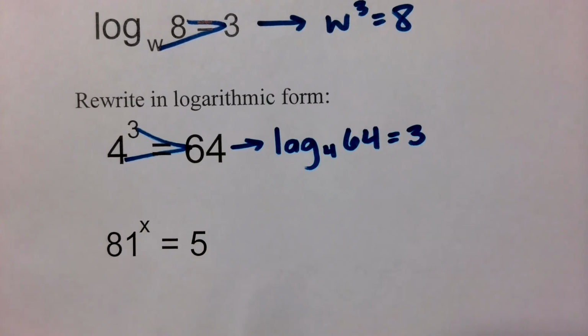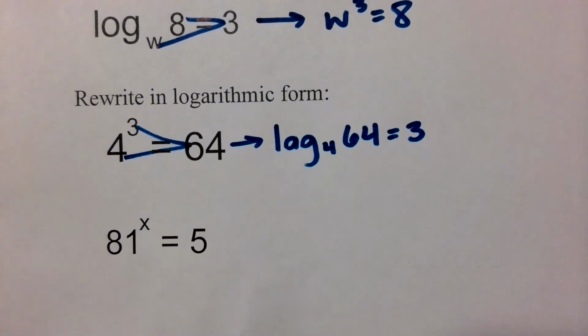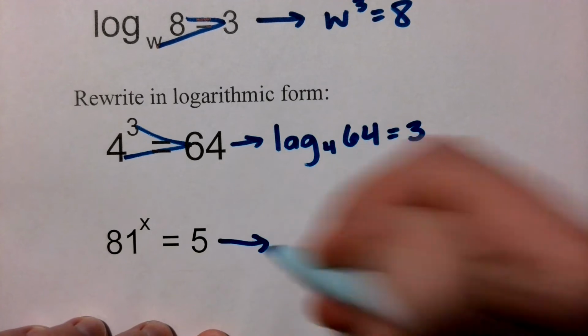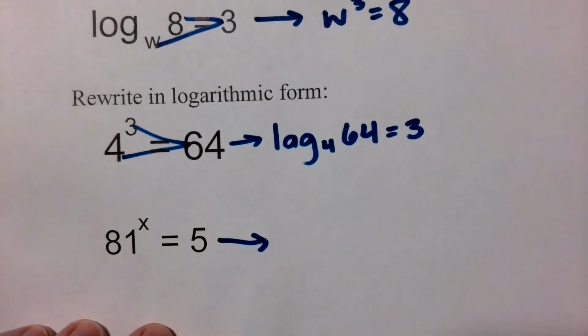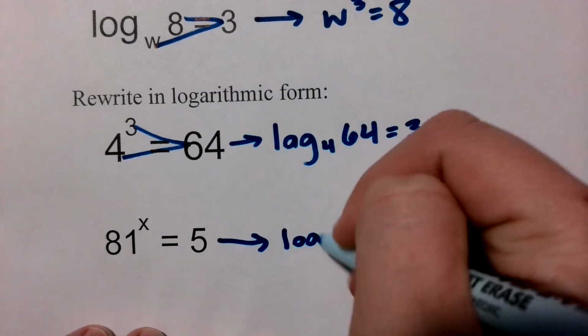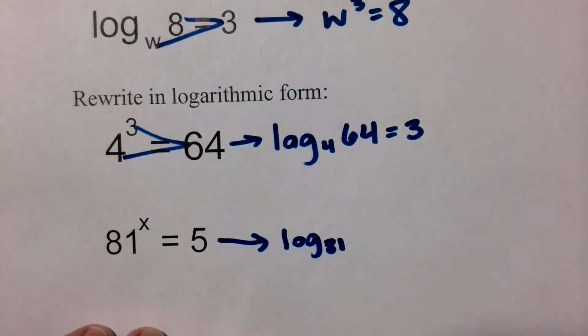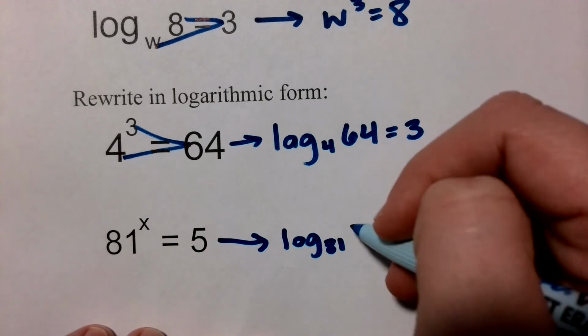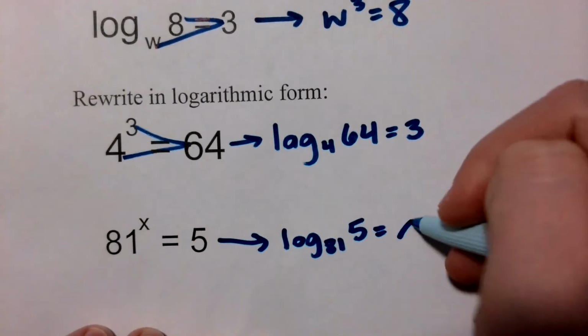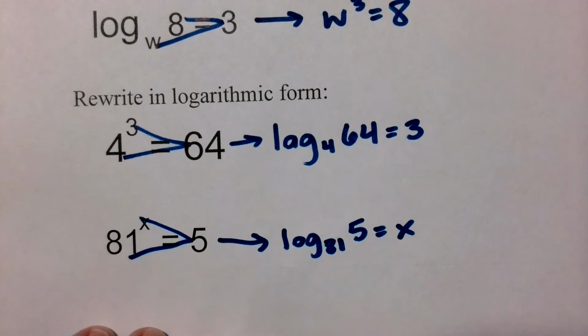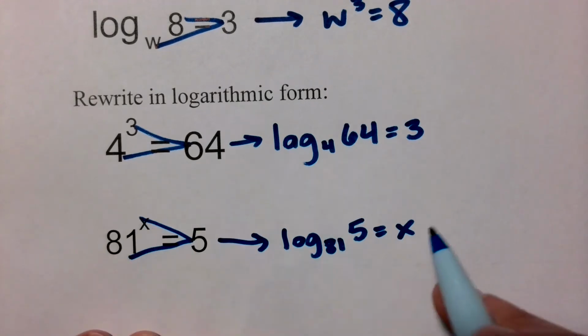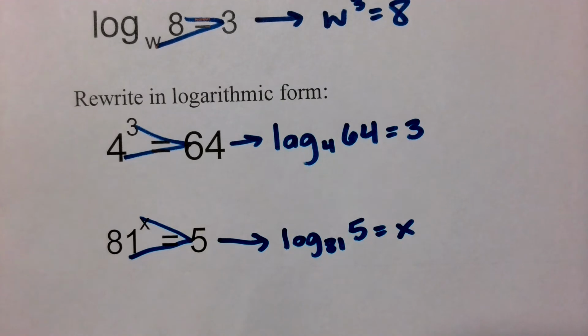Okay, so go ahead and try rewriting your 81 to the x equals 5 in logarithmic form. And pause the video anytime if you're wanting to try something on your own first. We would have our log base 81, it's a big base, but that's fine, of 5 equals x. Double checking, okay, my base here, it's a base here, I'm equal to an exponent, it's equal to an exponent.